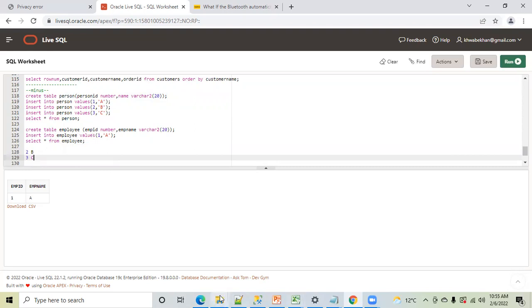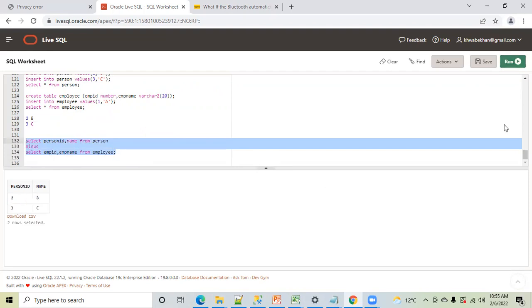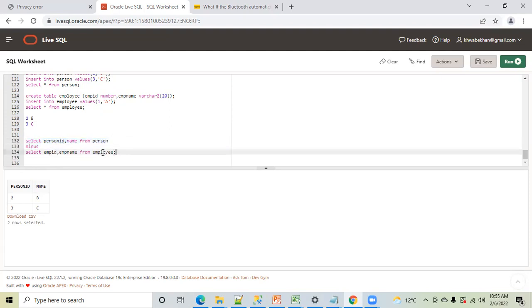Is this clear? Now I will run this query. You got the same output, 2B and 3C. You understood the benefit of minus? The minus query will tell you the records which are present in the first query's table but not present in the second query's table. Is it clear to everyone?